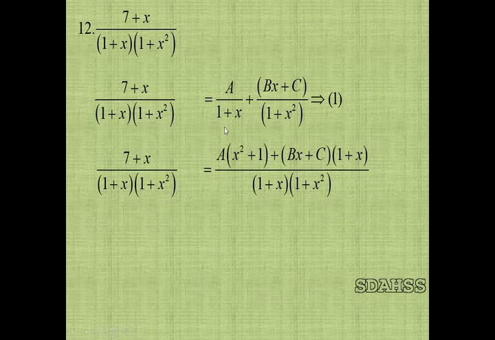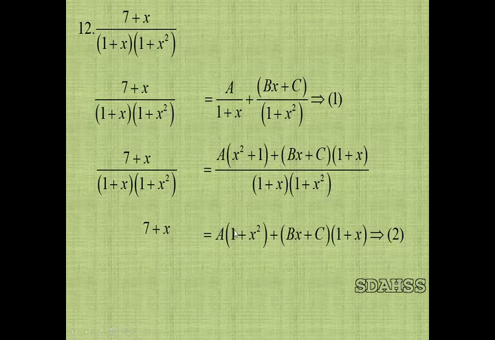Then take LCM. LCM is (1 plus x) into (1 plus x square). Cross multiply: A into (1 plus x square) plus (Bx plus C) into (1 plus x). Cancel the denominator. Then you have 7 plus x is equal to A into (1 plus x square) plus (Bx plus C) into (1 plus x). Mark it as second equation. Now we want to find the values of A, B, C.